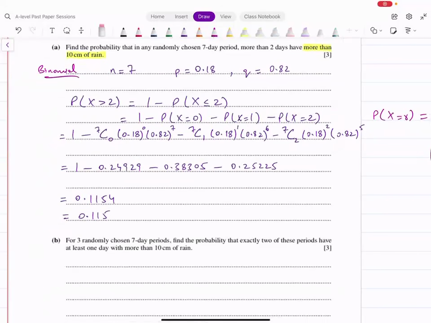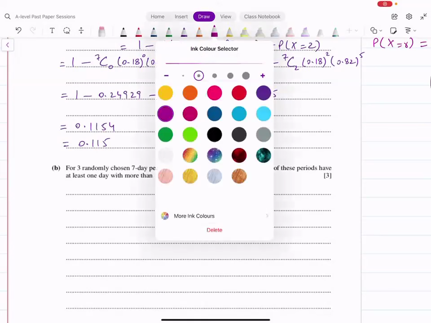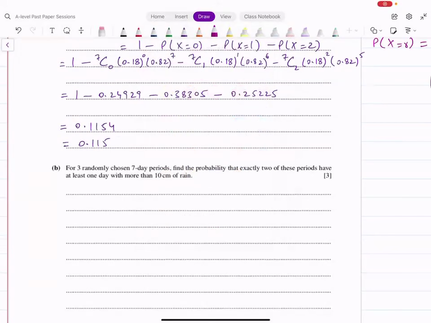Let's move on. Now it says for 3 randomly chosen 7-day periods, find the probability that exactly 2 of these periods have at least 1 day with more than 10 centimeters of rain. Now that statement sounds a bit confusing. Let's read that again. So take a few seconds and try to read that. For 3 randomly chosen 7-day periods. So now we've got 3 7-day periods. So basically 3 weeks आपने choose किए.